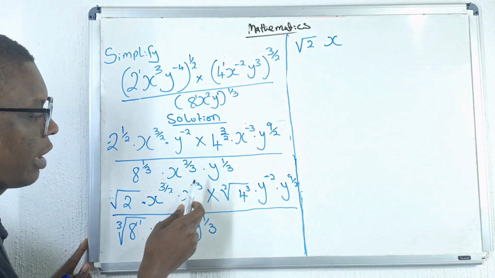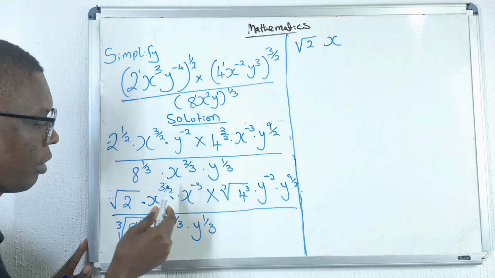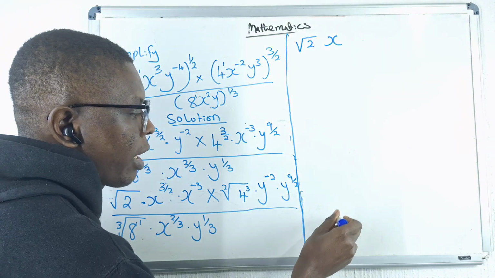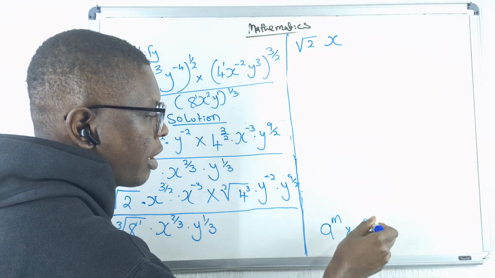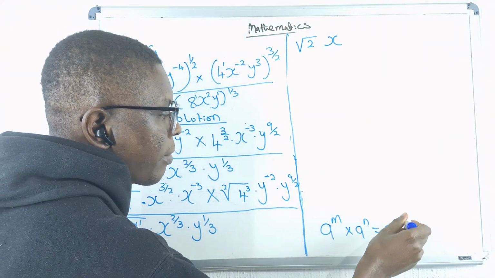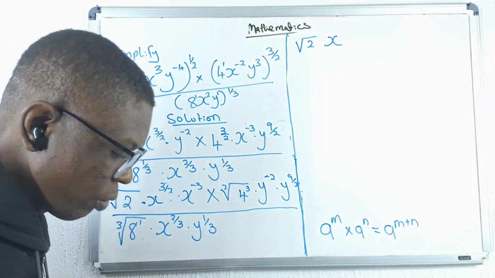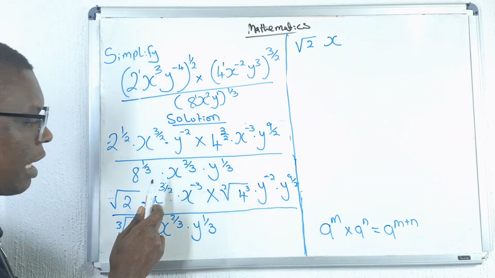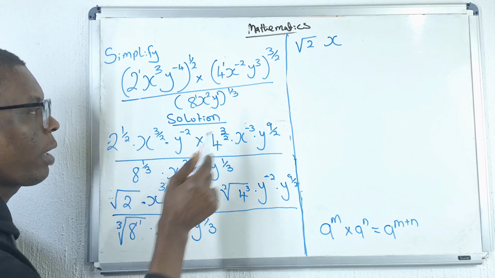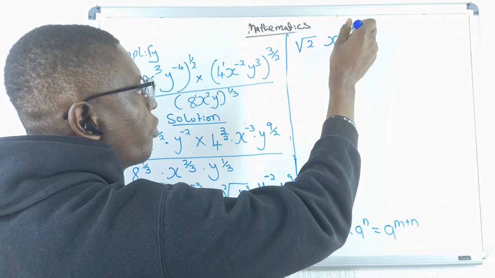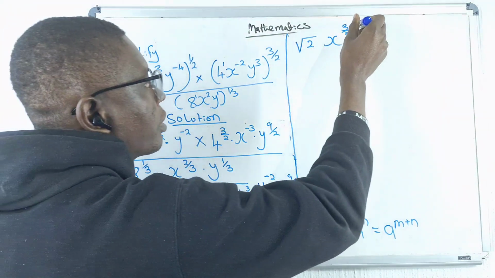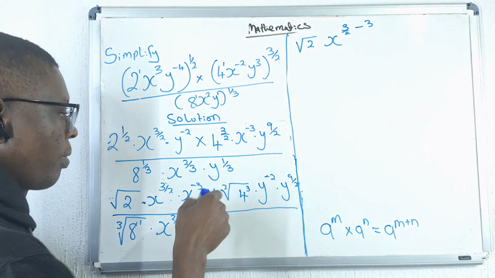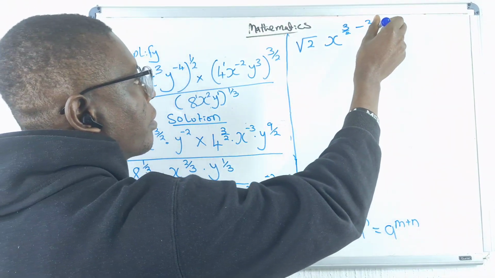Now, one of the rules again in the indices states that when the bases are the same, that is x times x, a raised to power m times a raised to power n, you just take a and then m plus n. So this is what that rule states. We are going to apply the rule now. So therefore, this is x times x. We take one x and we add up the power. The power here is what? 3 raised to power 3 over 2 minus 3. Okay, so we also have a multiplication at the other side here.